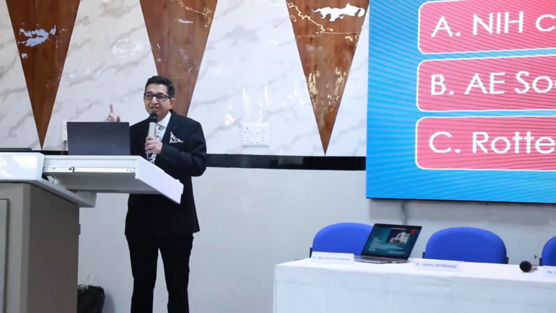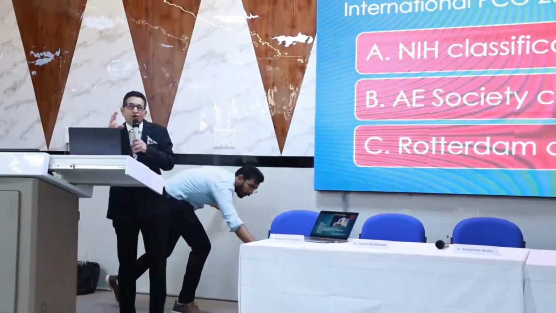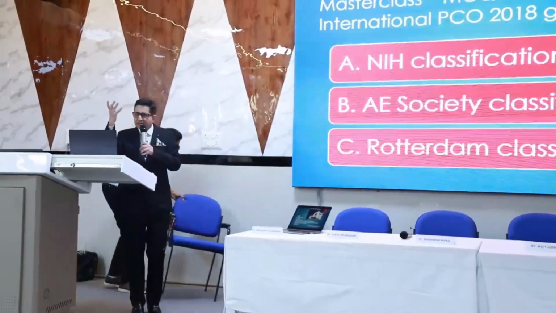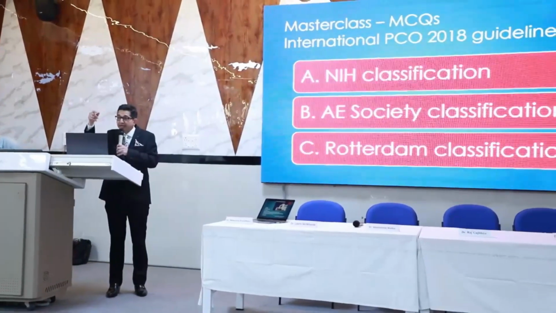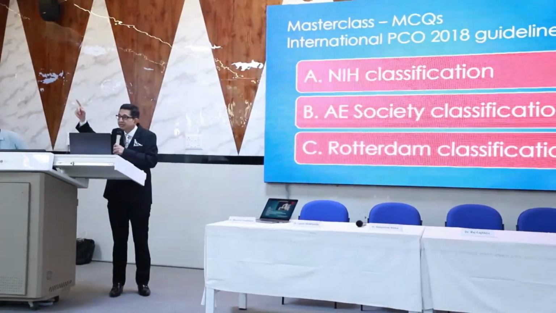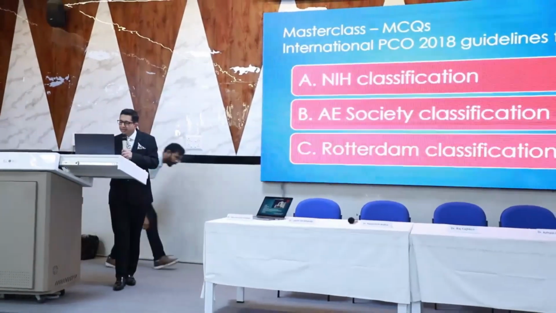Since it's a master class, we'll quickly try to assess the knowledge of everybody. The first question is: International PCO Guidelines of 2018 follow which classification? NIH, Androgen Accessibility Classification, or doctrinal classification? You can just tell me whatever is in your mind. Come on, fast. Which is the classification which they apply? A, B, or C? C? Everybody C? Great. That's the correct answer.